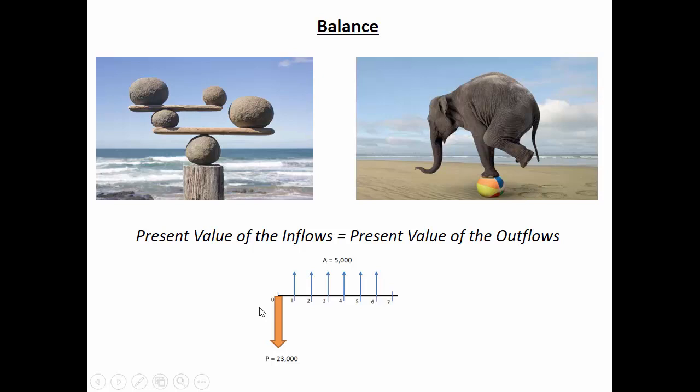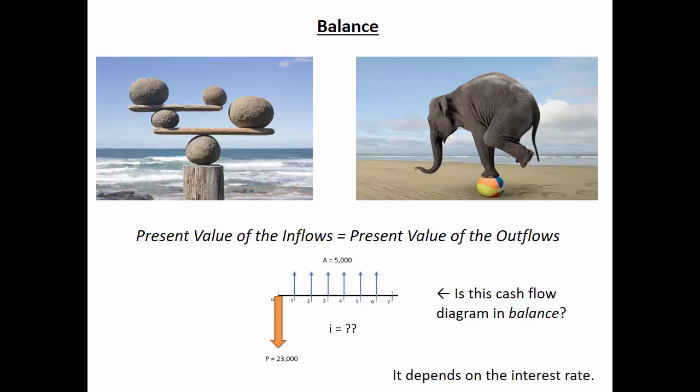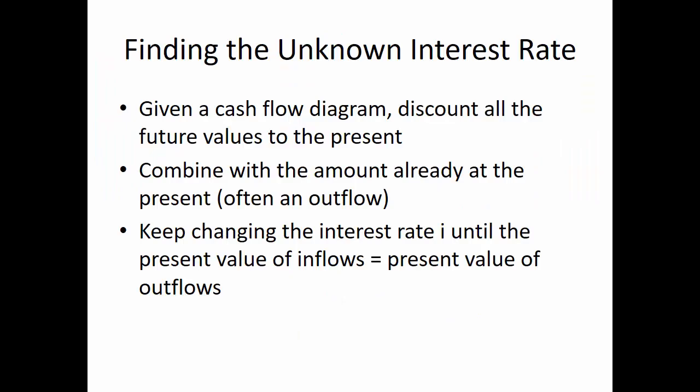And so sometimes we need to solve for an unknown interest rate that brings equilibrium between the present value of the inflows and the present value of the outflows. And if we find it, it will bring the cash flow diagram into balance for some unknown interest rate.